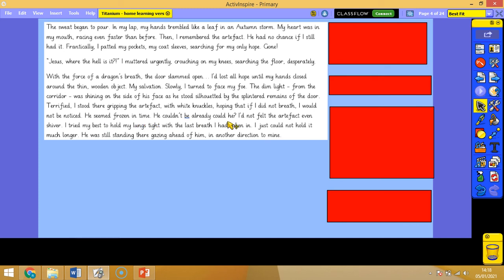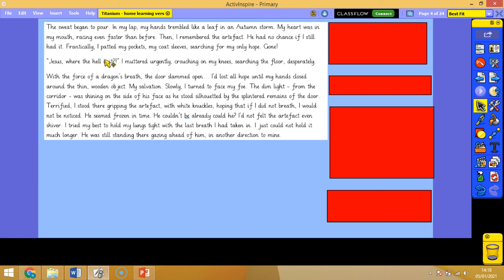He couldn't be already, could he? I'd not felt the artifact even shiver. I tried my best to hold my lungs tight with the last breath I'd taken in. I just could not hold it much longer. He was standing there gazing ahead. He was still standing there, gazing ahead of him in another direction to mine.